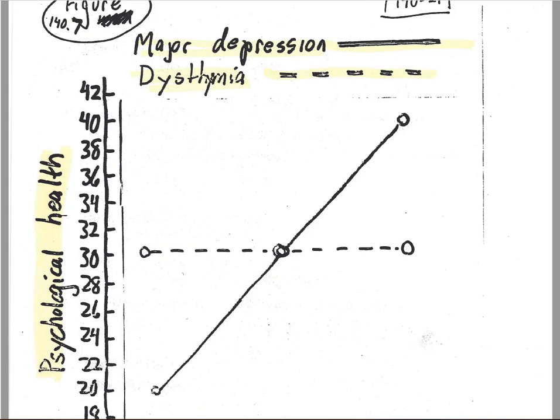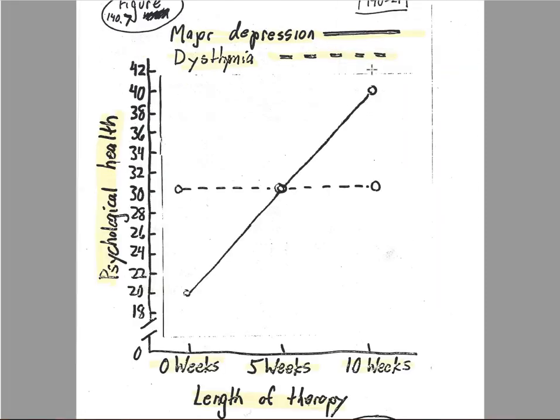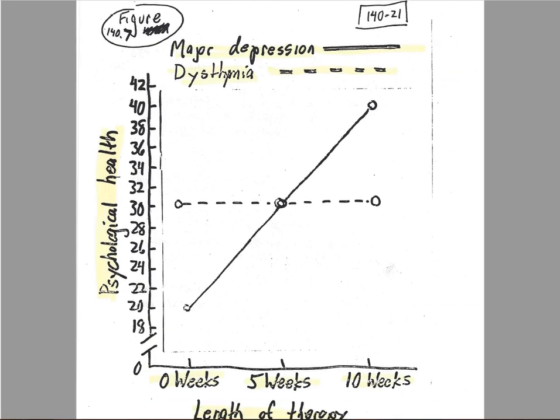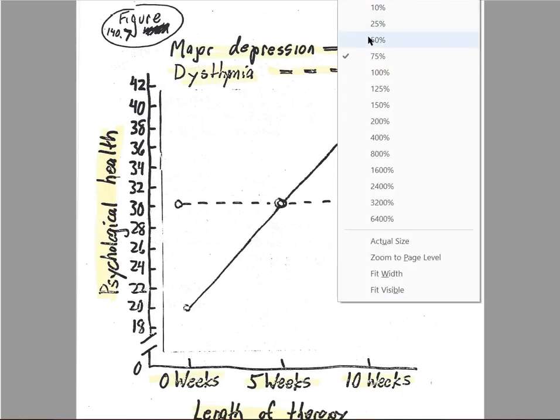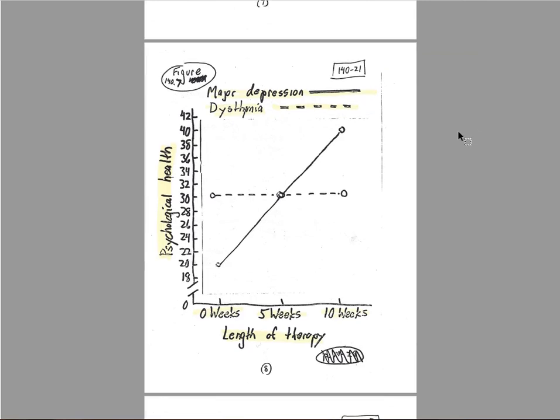Let's back off a little so we can see this picture. I'm on page 140-21. Here's a figure that illustrates the relationship between length of therapy and psychological health. This is the kind of figure that I'll use pretty much throughout the remainder of this lecture to illustrate interaction effects and also main effects. This is a fairly standard convention for illustrating the results from a two-way ANOVA.